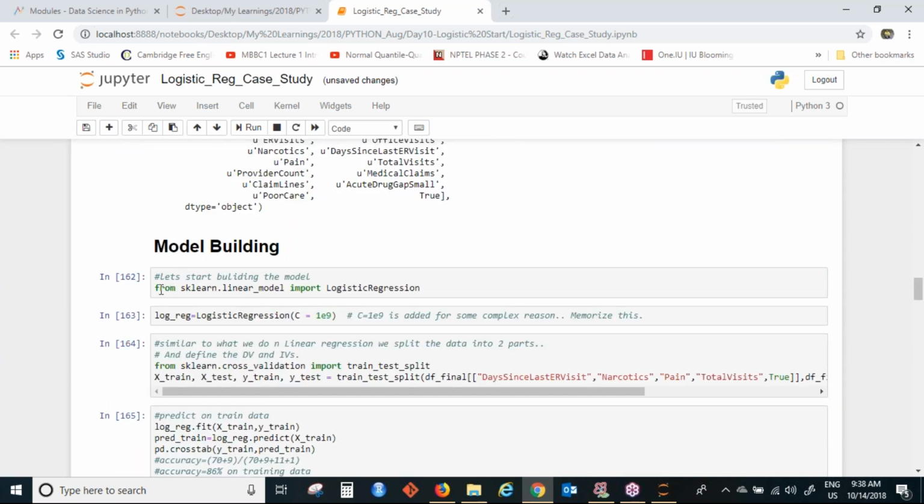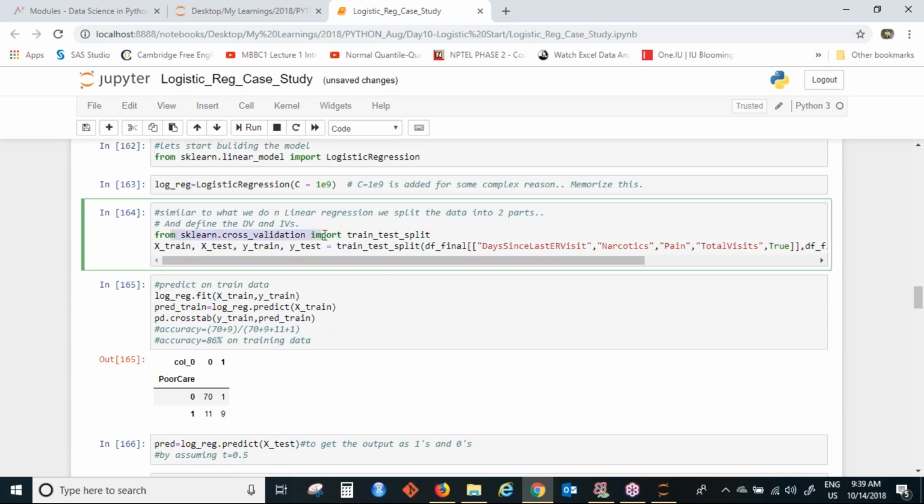So you see what have I written here? I have written from sklearn.linear_model import LogisticRegression. If you remember what you did in linear regression, instead of logistic, you wrote linear regression there. All other things remain the same. Just this has changed from linear regression to logistic regression.